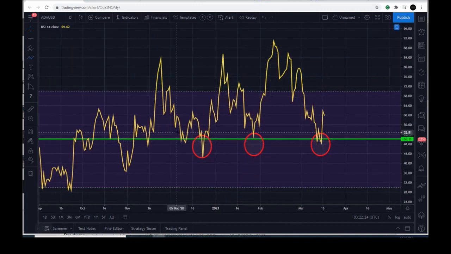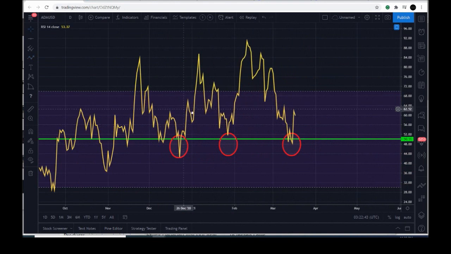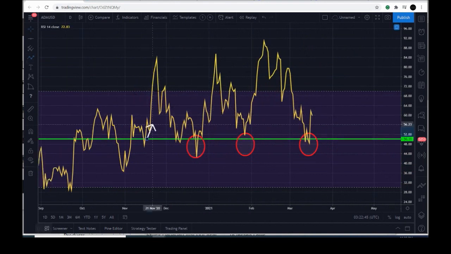Now notice this is the RSI, again just the relative strength. Ever since ADA has been in a bull market, I guess you could say, this green line acts as a support level on the daily RSI. This green line represents about 50.11 on the RSI. Every time the RSI goes up and then comes down to this 50 level, believe it or not, it presents a buy-in opportunity.